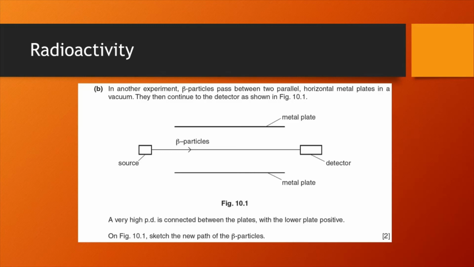Remember, beta particles carry negative charges. Negative charges will be attracted to the positive plate. In this case, the positive plate is the lower plate, so the beta particle will be deflected downwards like this.